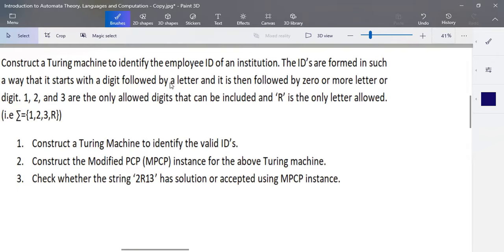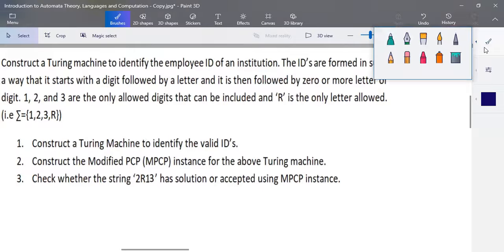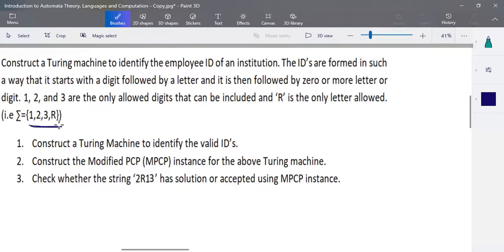The ID is formed in such a way that it starts with a digit followed by a letter. Okay, so at the start it has to be a digit followed by a letter, then it is followed by 0 or more letters or digits. And 1, 2, 3 are the only allowed digits, and R is the only letter that is allowed. So your input is exactly made up of either 1, 2, 3 or R. When the starting element is a digit, it will be either 1 or 2 or 3, and the next element is a letter, so it has to be R. If this criteria is satisfied, we can accept your input.